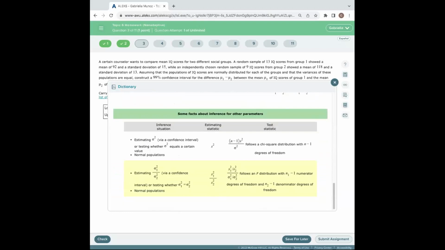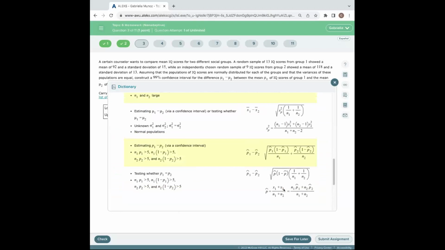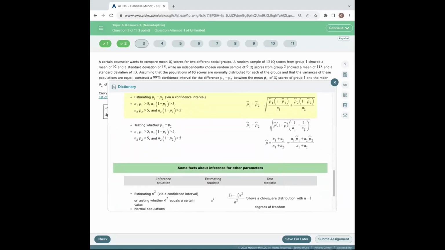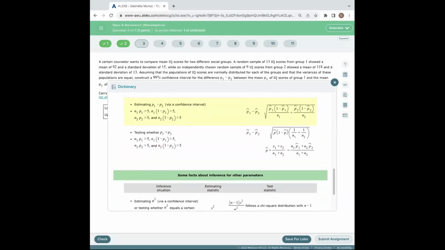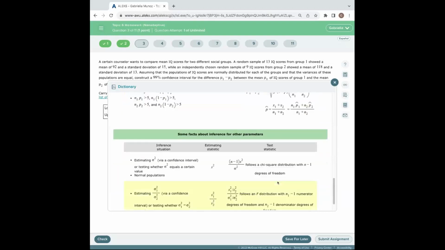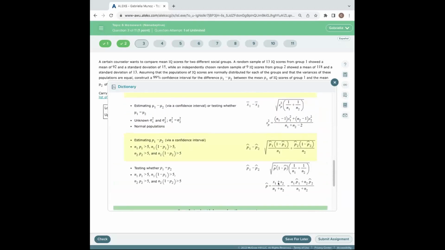So actually, scroll up a little. Go up a little more. Sorry, it's the one above the yellow there. That one. So I believe we're using this formula here. The issue is that I don't know what the degrees of freedom calculation is. I'll have to look that up.